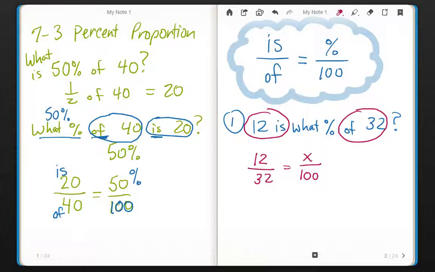We're going to use cross products. Again, that's why we used them last time. Okay, so let's do cross products. So we'd have 32x is equal to 1200. And then what do we do to both sides? Divide by 32. Okay, so do that division and see what you get.